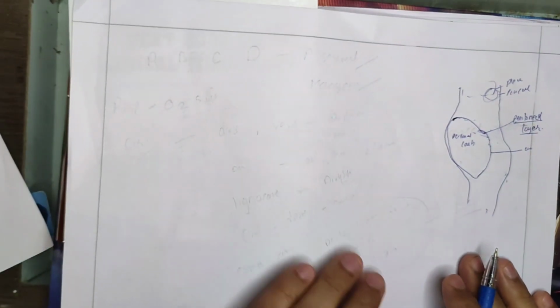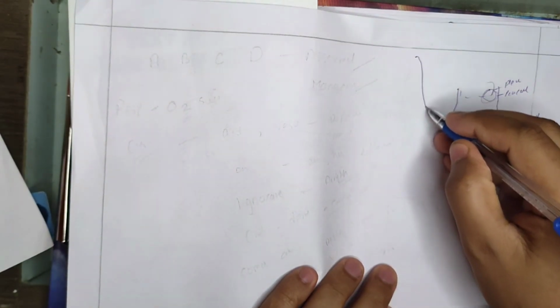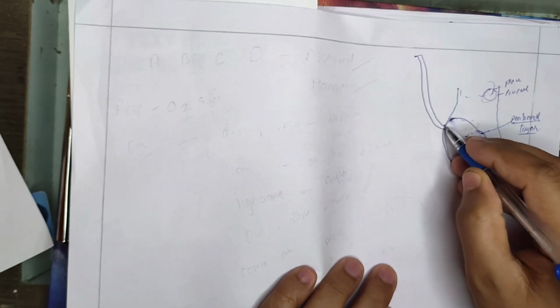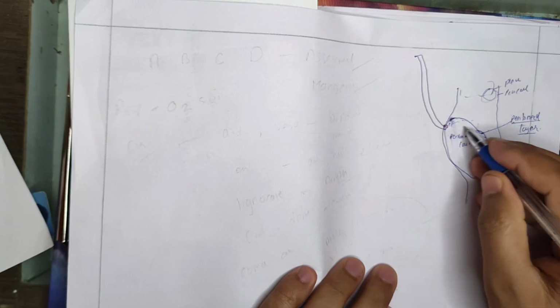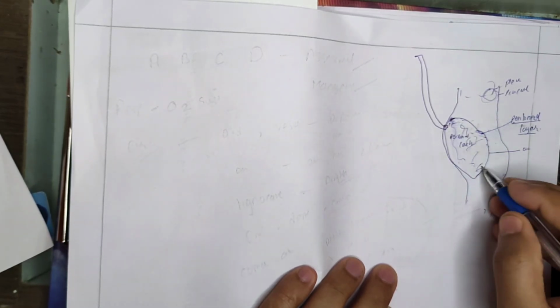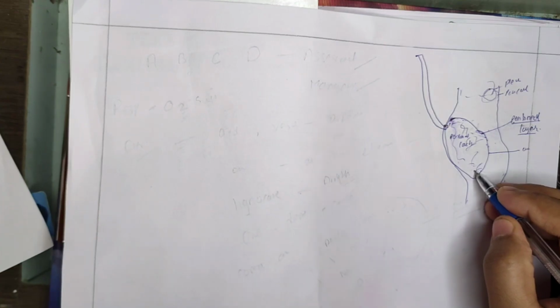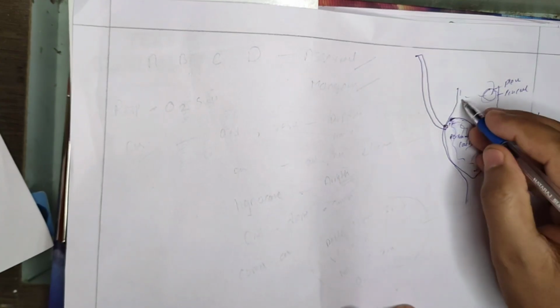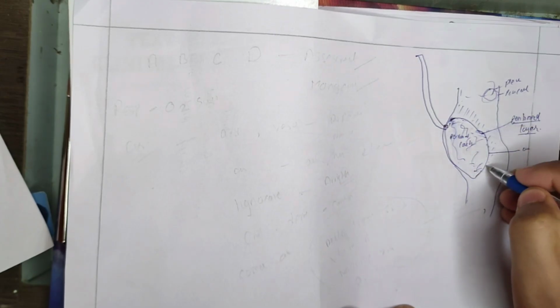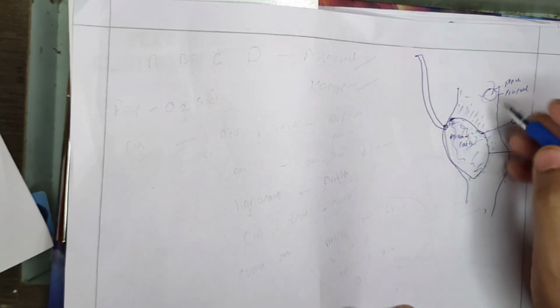So what we will do, we will add some dialysate from here. We will get access to the peritoneal cavity and add some dialysate here. This dialysate will stay in the peritoneal cavity for a certain period of time. Meantime, what will happen is that this peritoneal layer has high vascularity. Blood circulation is very high in this peritoneal layer.